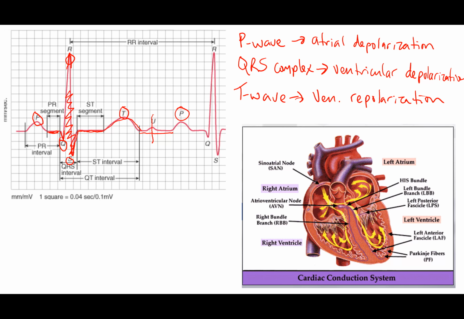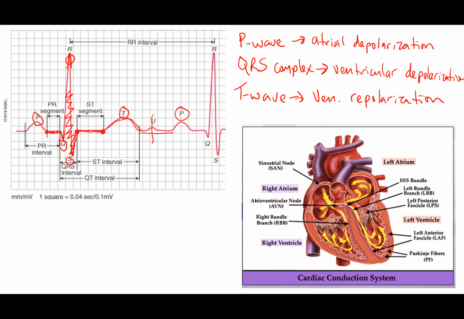Now we also give names to the line in between the bumps and squiggles. The line between the end of the P wave and the beginning of the QRS complex we call the PR segment, and the line between the end of the S wave and the beginning of the T wave we call the ST segment.